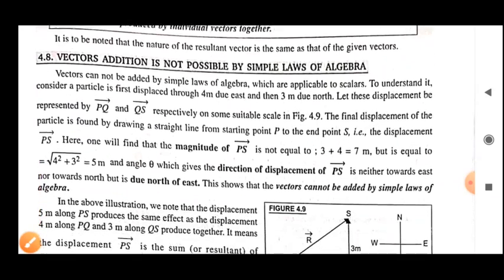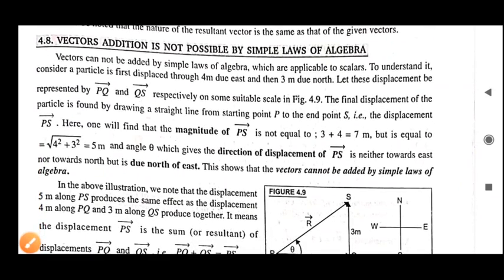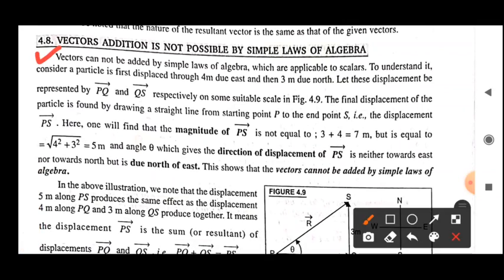Now the next topic is very important, the most important one you can see. Vector addition is not possible by the simple law of algebra. So we cannot simply add vectors by the simple law of algebra. Like you can see in one example.